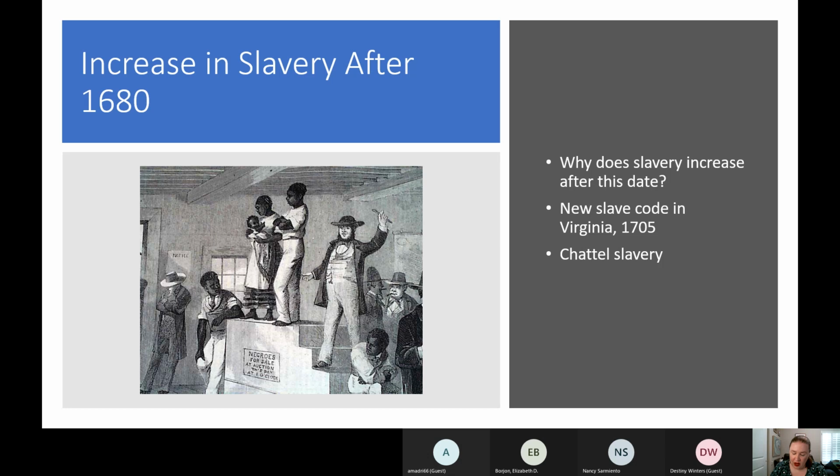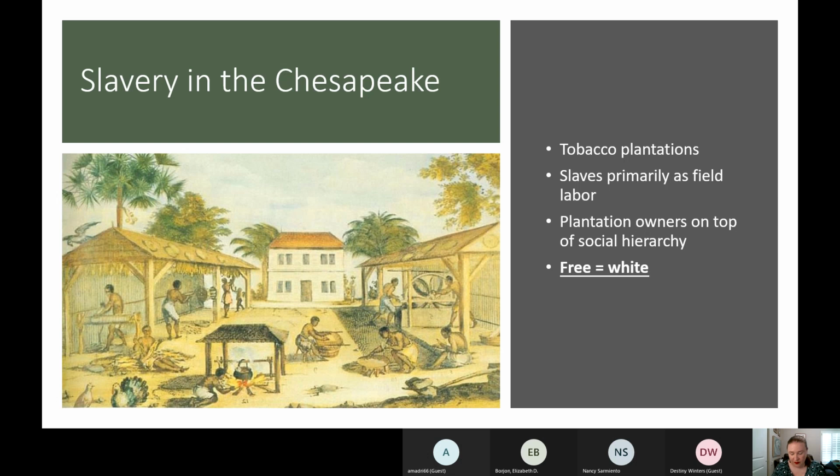For example, they can't hire a white person. They can't strike a white person. If you were white, you could demand papers from any black person, that they had to prove that they were free, right? Not a slave. So the system starts to become more harsh, the slave population grows.